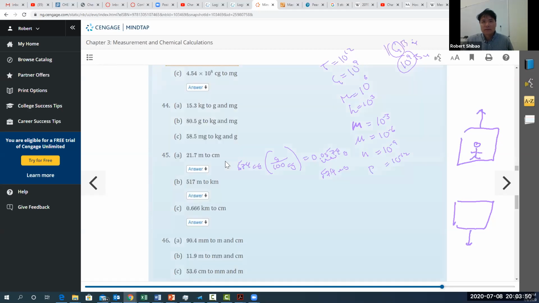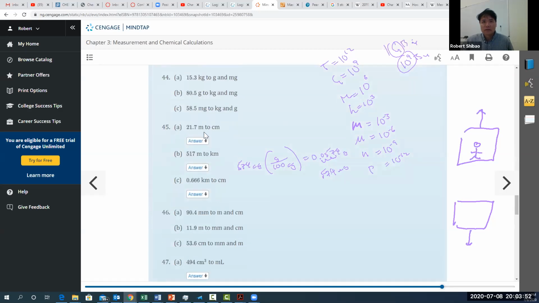Centigrams to milligrams, I'm gonna skip that. Although our balances are called centigram balances. The reason our balances are called centigram balances is because they measure to the nearest centigram. And that's the second decimal. So our balances measure 2 decimal places. Milligram balances measure 3 decimal places, and 1/10 of milligram balances measure 4 decimal places.